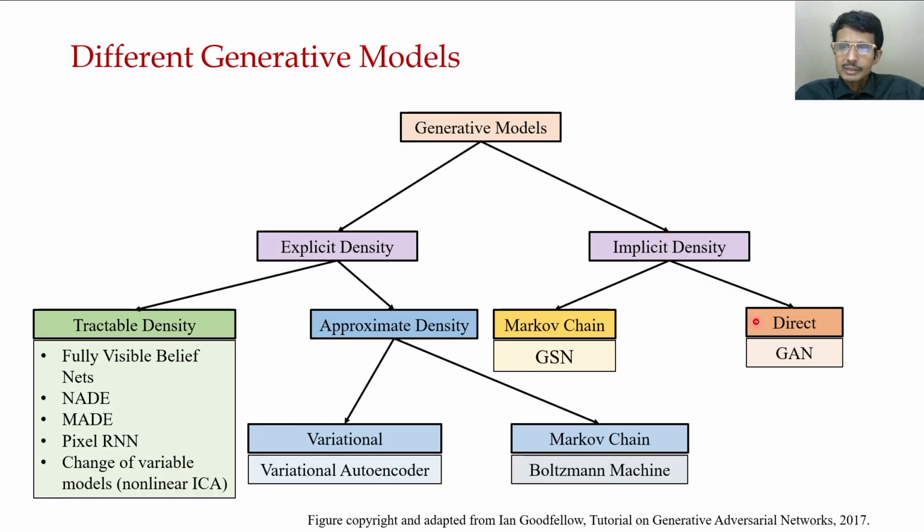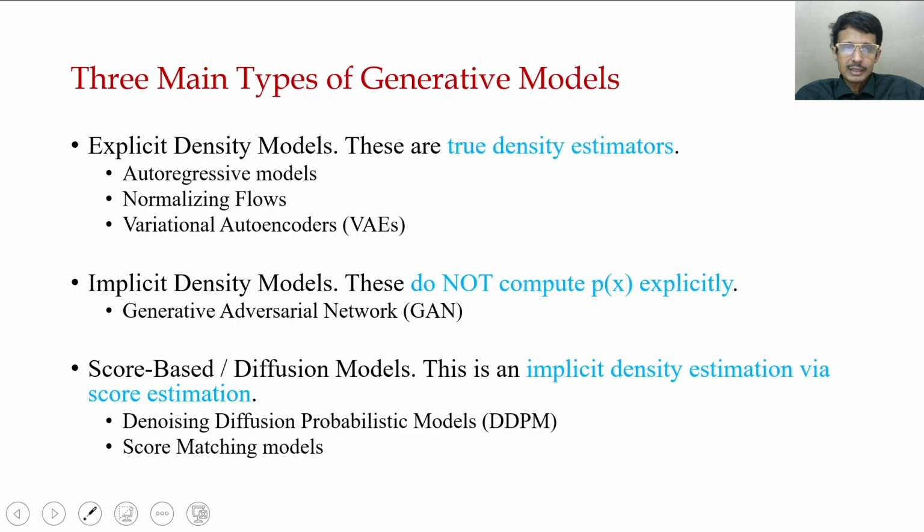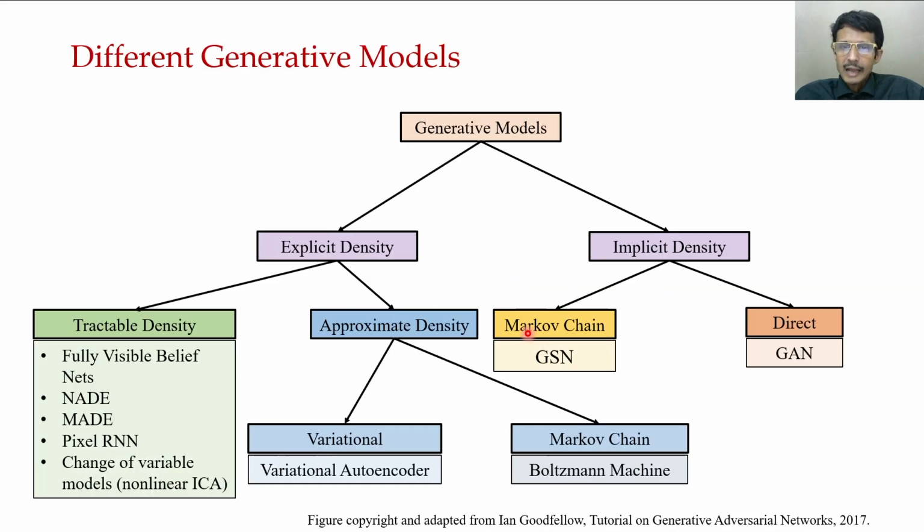Now, implicit density model has a direct approach, that is generative adversarial network. What we have seen here is implicit density models. And there is some other implicit density Markov chain, that is generative stochastic networks. And this approximate density model is variational and Markov chain. So this is, as a whole, the generative models. These are the basic models.